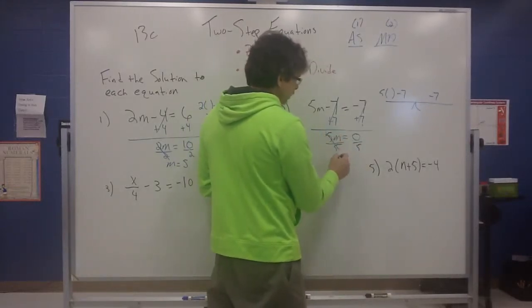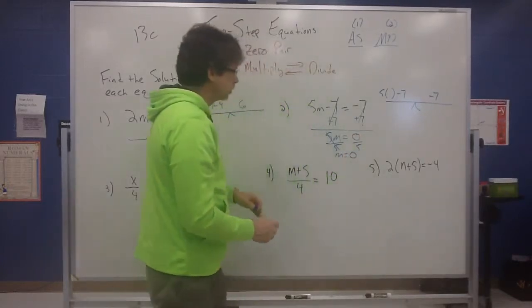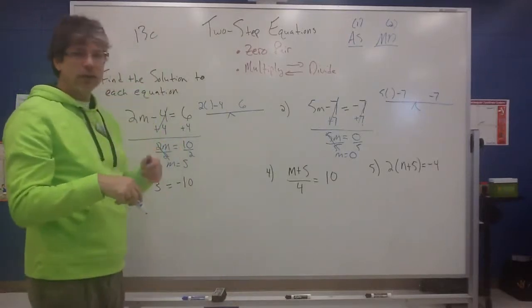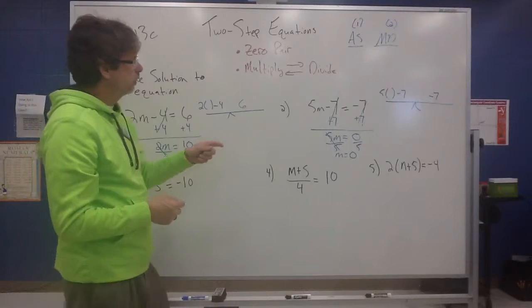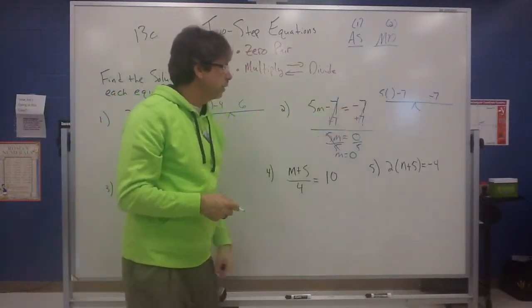Those 5's divide out, and 0 divided by 5 is 0. So our solution would indeed be 0. Again, when I say solution, that represents our answer. What makes it a true statement? So 0 would make this true, because 5 times 0 minus 7 does give me a -7.